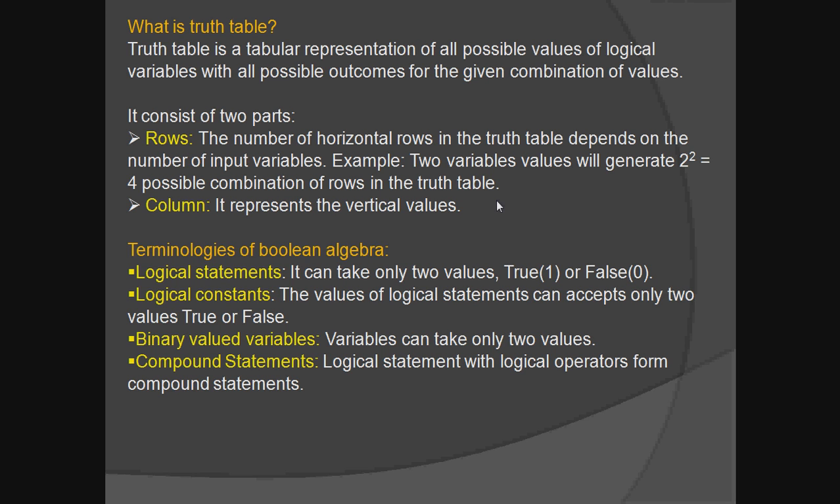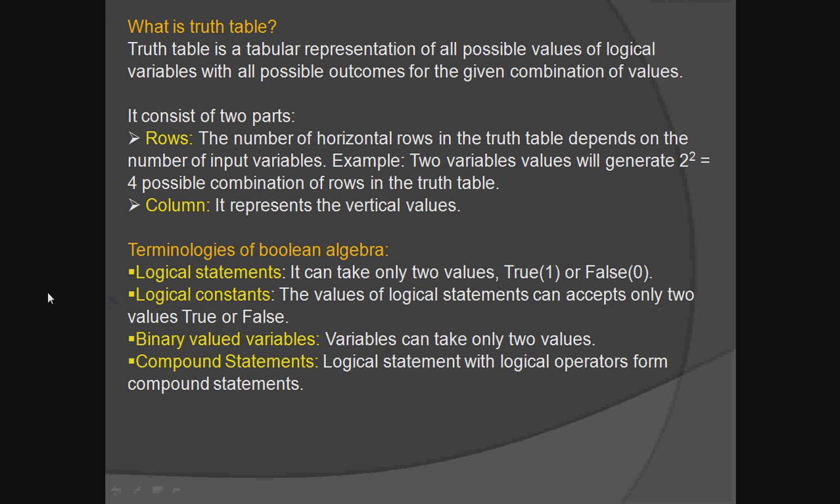Now some of the terminologies that you see in Boolean algebra. The first one is the logical statements. These logical statements can take only two values, either true 1 or false 0. A logical statement is a single statement based on one expression, like you have seen in relational expressions, where a single statement takes two values, and comparison is done between the two values stored in the variables, so it comes to either true or false.